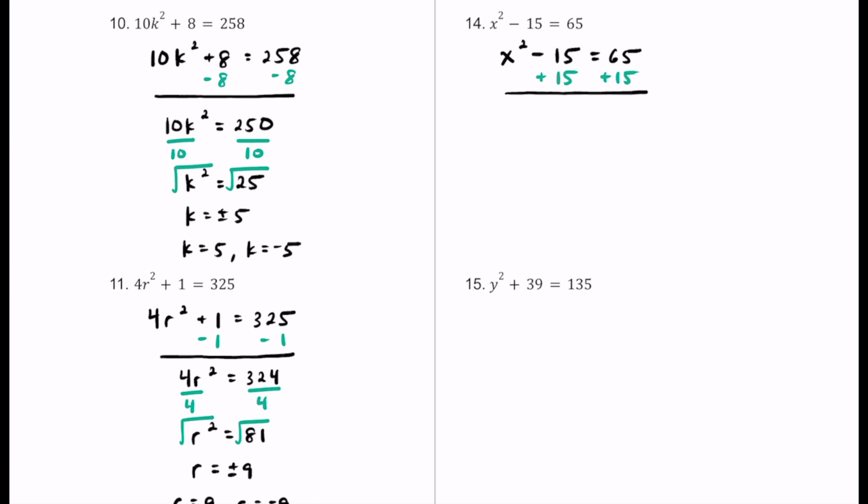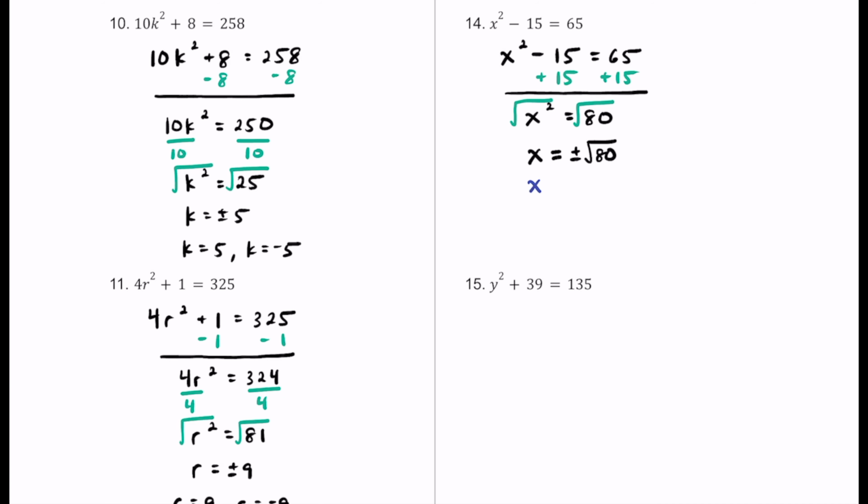So if we add 15 to both sides, we're going to end up with x squared is equal to 65 plus 15, which is equal to 80. At this point, we can take the square root of both sides of the equation. On the left side, we're going to be left with x. But on the right side, 80 is not a perfect square. So for now, I'm just going to write plus or minus the square root of 80.